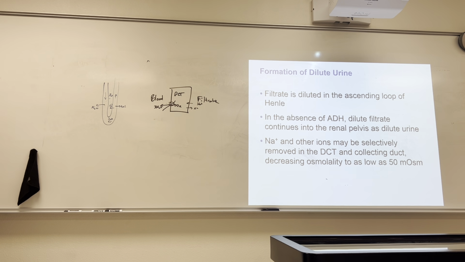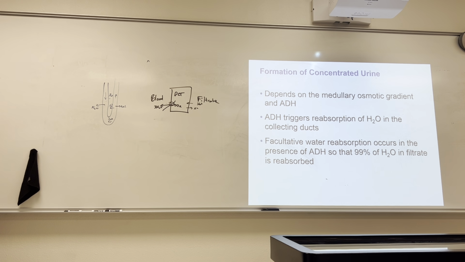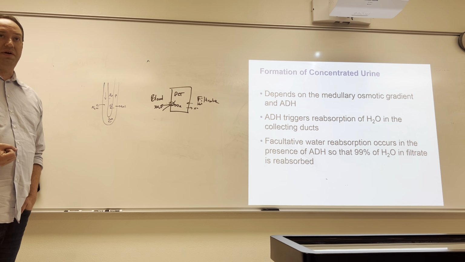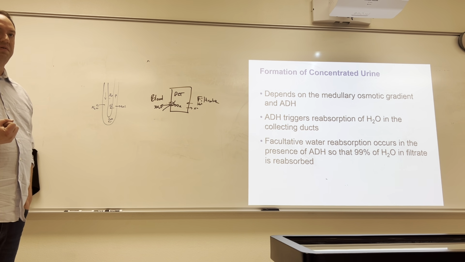That would be a lot of water. We don't like to waste things. We're going to get that water back. So here's diluted urine. You can see large volumes of diluted urine here. That's not helpful. What we need is to reclaim all that water too. That depends on antidiuretic hormone and the osmotic gradient as well, but antidiuretic hormone.